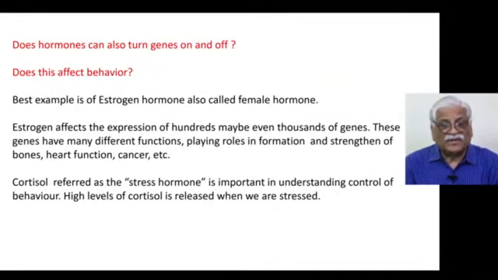Very briefly, we will discuss, can hormones also turn genes on and off? And does this affect our behavior? Well, the best example is the estrogen hormone, called a female hormone. Estrogen affects the expression of hundreds, maybe even thousands of genes. And these genes may have many different functions, playing roles in the formation and strengthening of bones, heart function and development of cancer.